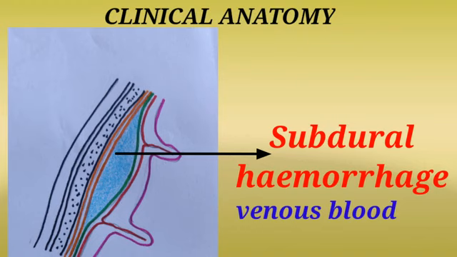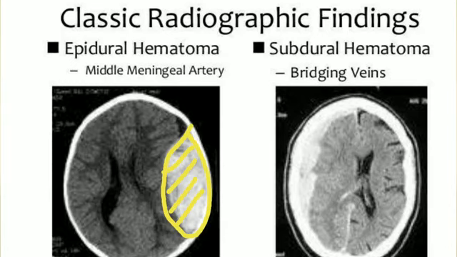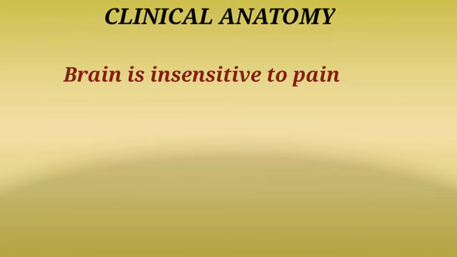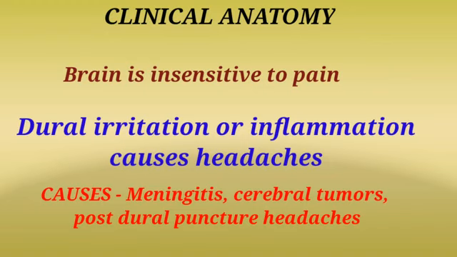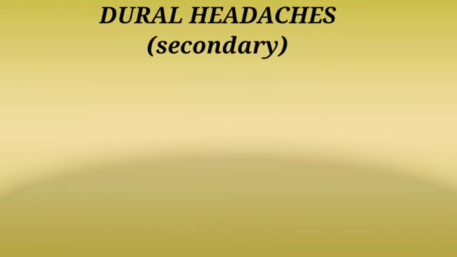In both cases, dural irritation occurs due to the blood and hence headache is most commonly found. CT and MRI findings detect lens or biconvex shaped epidural hemorrhage, while subdural hemorrhage seems to be crescent shaped. Brain is generally insensitive to pain. Some forms of headaches may occur due to the irritation of the dura mater or may be due to the inflammation of the dura mater in conditions like meningitis or cerebral tumors. The localization of the dural headaches may be different depending upon the causative factor.